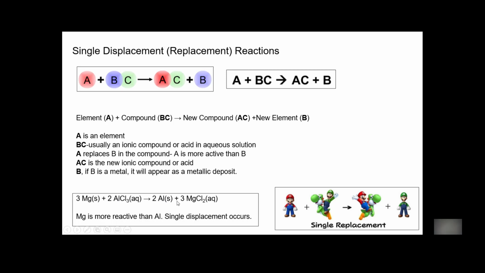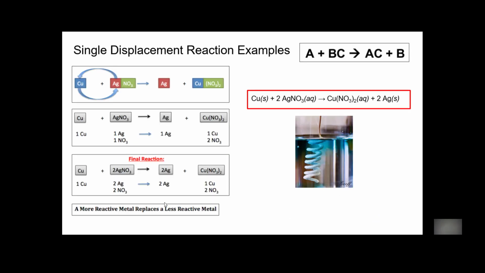Now aluminum is a solid, and we have magnesium chloride in aqueous solution. So this tells me that magnesium was more reactive than aluminum, and it formed aluminum solids. So that's where you see those little deposits on the metals. They change the way they look. So here is, again, another one, and you can actually see a formation here.